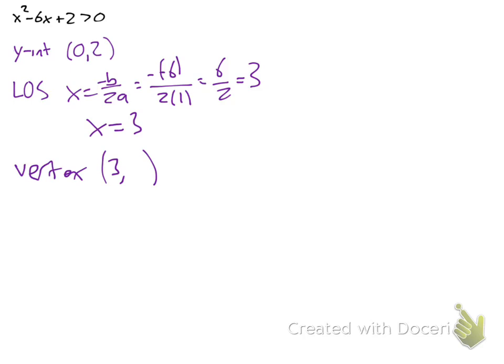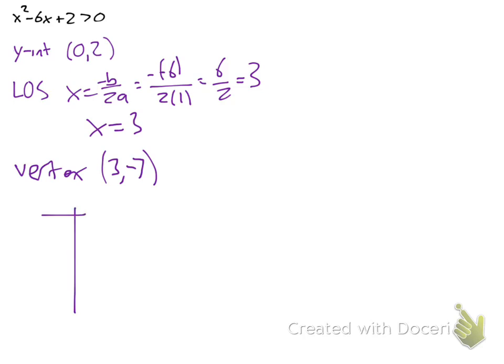So I'm going to put 3 in. 3 squared is 9, okay. But 6 times 3 is negative 18 because it's a negative 6. So 9 minus 18 is negative 9, plus 2, so negative 7. So I get (3, -7).